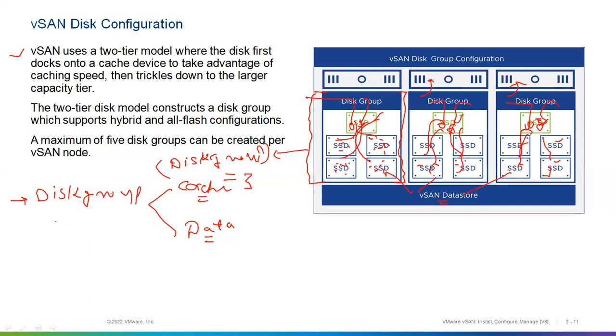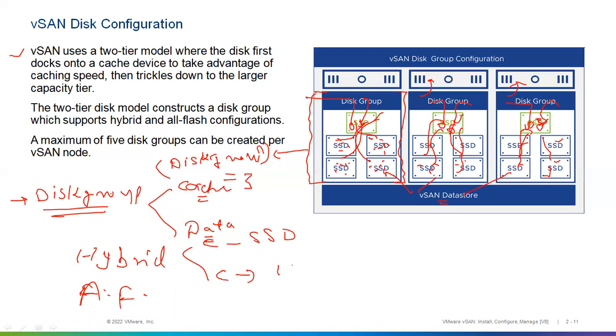Okay. So this disk group combination can be hybrid or can be all flash. When I say hybrid, it means that cache would be my SSD drive and capacity would be my HDD drive. Where I say all flash, my cache would be SSD and my capacity will also be SSD. So that's my all flash.